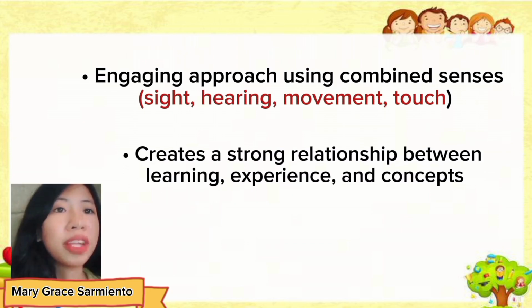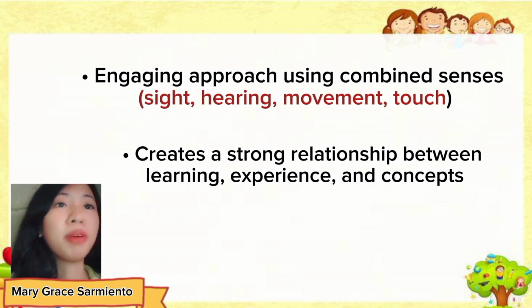Four is create a strong relationship between learning, experience, and concepts. Connecting what kids learn to their own experience helps them to understand better. It's like making learning personal by linking it to things they have seen or done before. For example, when learning about different countries, connecting it to a family vacation or a friend's culture makes it more relatable and memorable for them.